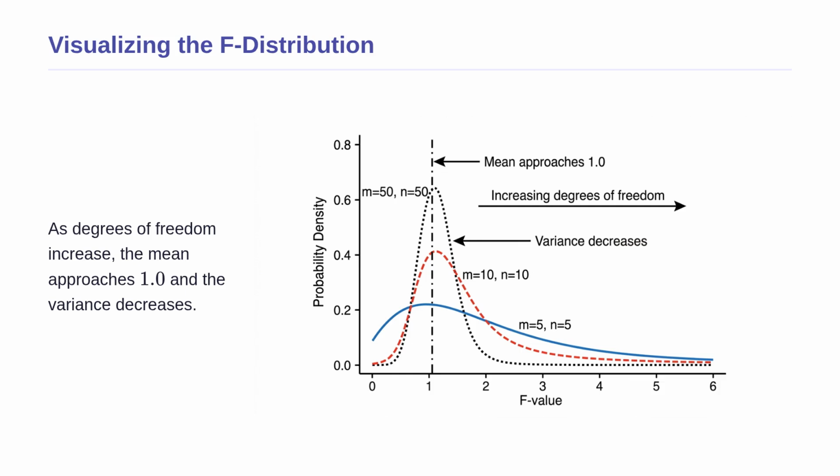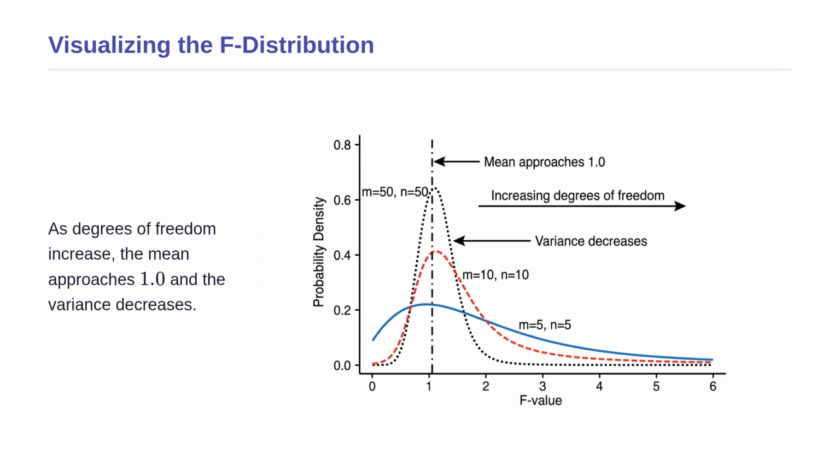Now that we have calculated these moments, let us visualize what they actually look like. Here you are seeing a graph of the F distribution. The horizontal axis represents the F value and the vertical axis shows the probability density. Notice the three different curves. The wide, flat blue curve represents low degrees of freedom, specifically 5 for both numerator and denominator.